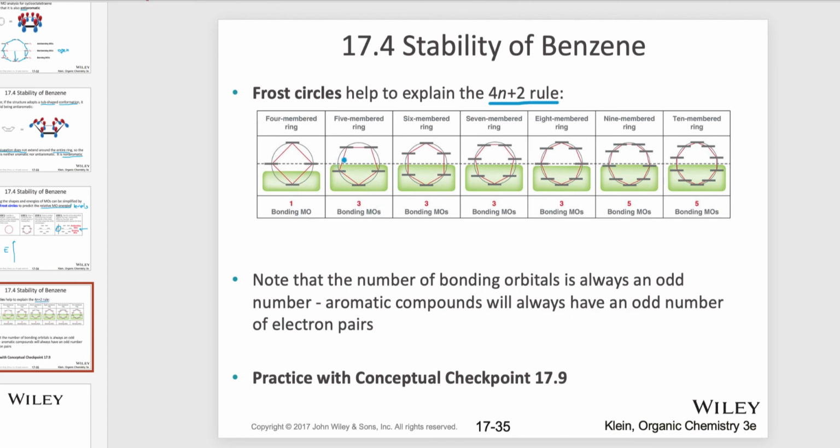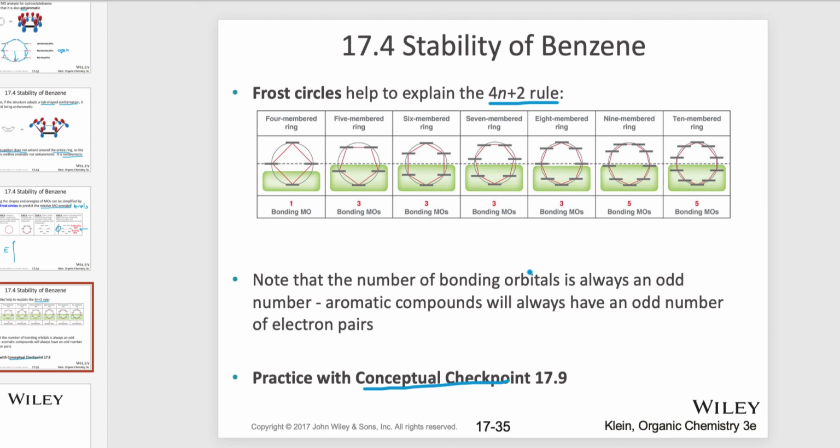4n+2 means that we only have an odd number of bonding MOs. There are 3 here. There are 3 here. There are 3 here. There are 3 here. So work your way through here. Pause or reread it in the textbook. Take copious notes, and then also practice with the conceptual checkpoint.